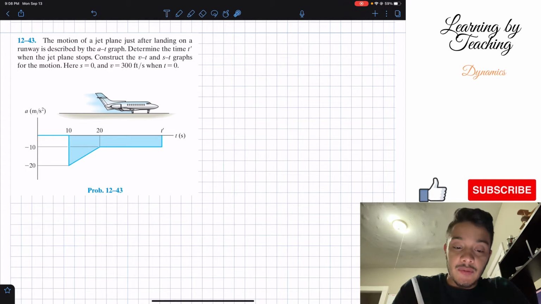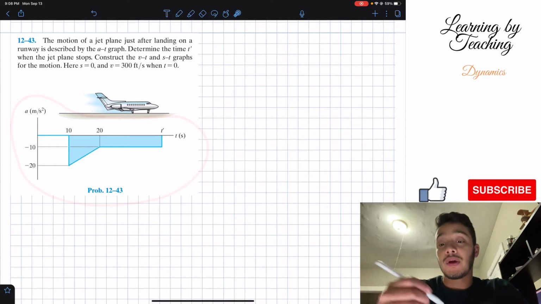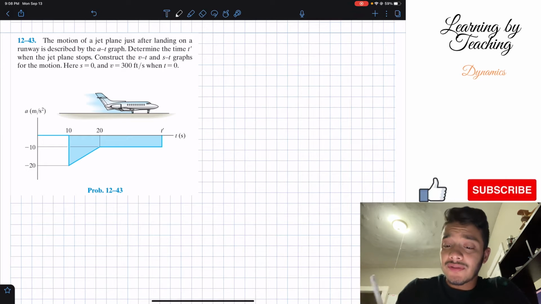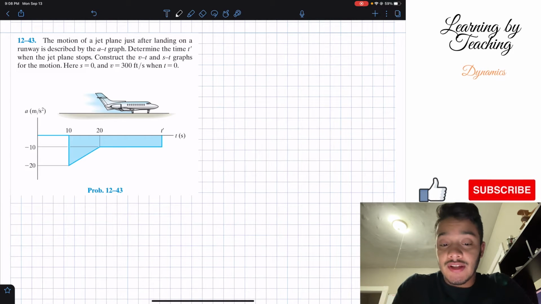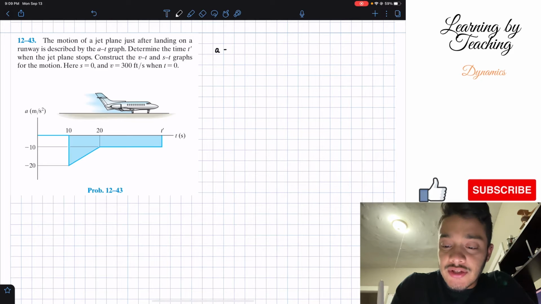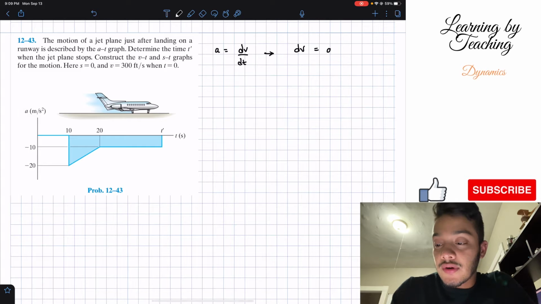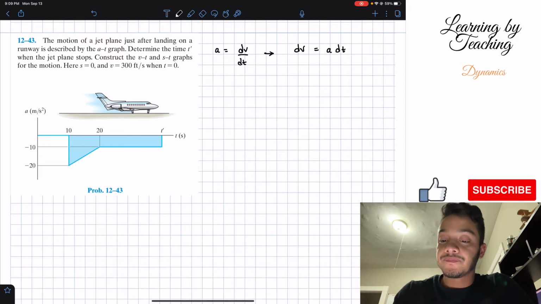The problem is that we need to find the velocity, and we can find it because we have the acceleration. In order to find this velocity, and then also the position in order to construct the s-t graph, what we need to know is that our acceleration is equal to the change in velocity with respect to the change in time. If we want to find velocity, we can solve for the change in velocity, which should be equal to our acceleration times the change in time.